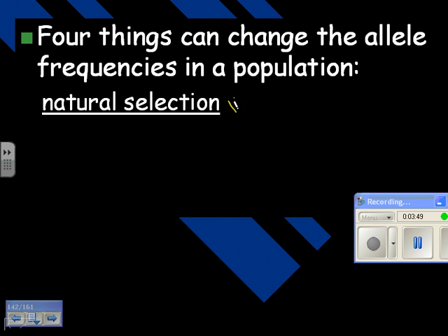So natural selection tends to make a species more fit for its particular environment. Genetic drift means that a change can happen to a tiny population just by random chance. And that doesn't make the population better fit for the environment, it's just totally random. So we'll look at that.